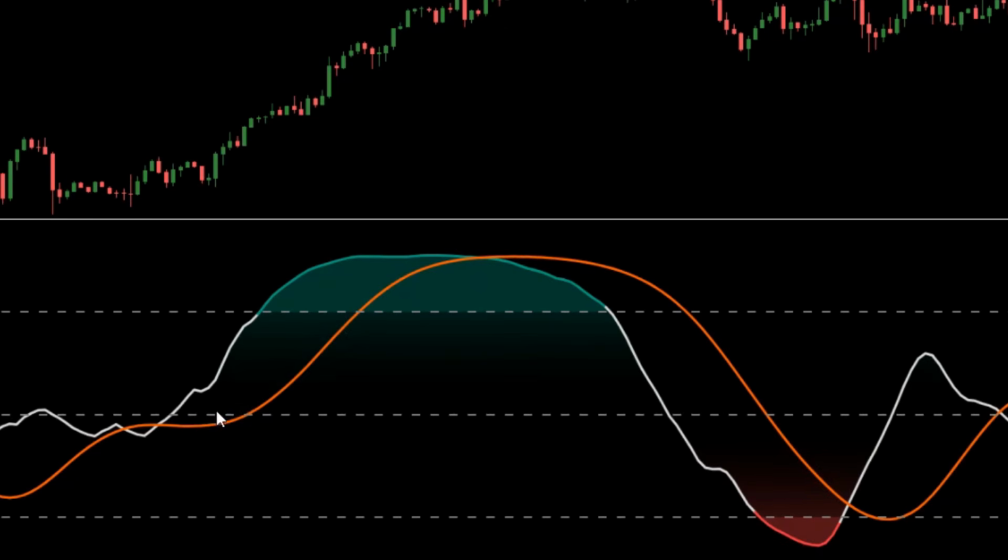The signal line helps us understand the strength of the trend. If the white RSI line is above the orange signal line, the trend is getting stronger. If it goes below the signal line, the trend is weakening and could have a pullback or reversal.